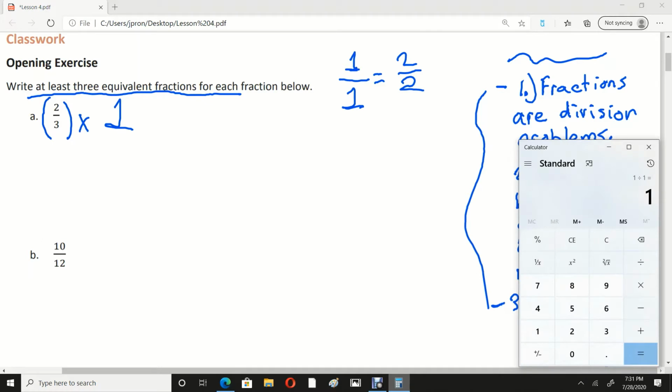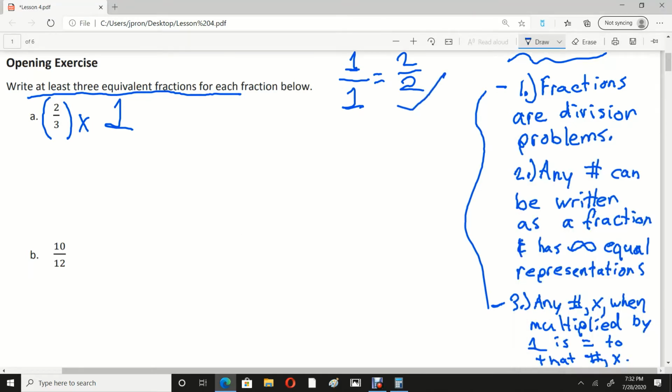Well, let's try it out. Again, a fraction is just a division problem. So 2 divided by 2. That's fantastic. 2 divided by 2 is just 1. So yes, we can say that 1 over 1 is equal to 2 over 2. Well, what other ways can we write 1? What about 3 over 3? 3 divided by 3 would be 1, right? All of these are equivalent fractions.